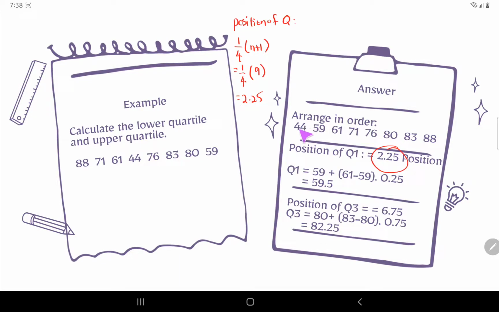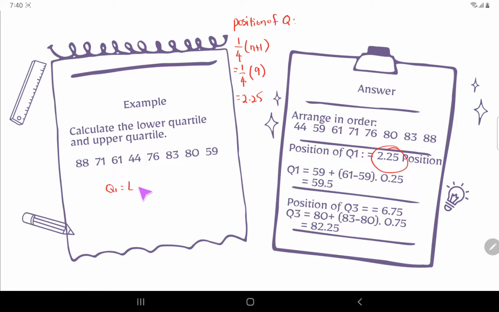This is the first position, this is the second position, this is the third position. 2.25 is located between the second and third position. Tengah-tengah lah, tapi bukan betul-betul tengah-tengah kan. 2.25, bukan 2.5. Kalau 2.5 memang tengah-tengah lah. So, we need to find the value, based on the formula L plus F multiplied by H minus L. So this is the formula for finding Q1.